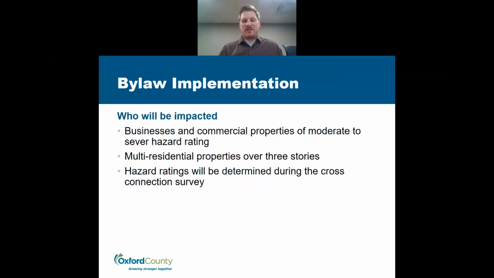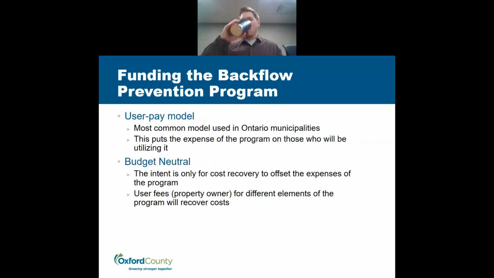Who will be impacted by implementation of the bylaw? The bylaw will affect businesses and multi-residential units classified as moderate or severe risks, CSA B64 series guideline. Staff will create a list of high-risk focus areas for tiered implementation, which will begin with properties denoted to have high hazard cross connections present, multi-residential properties, and properties with fire protection or auxiliary water supply connections.